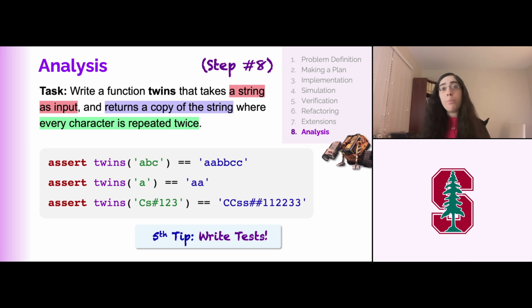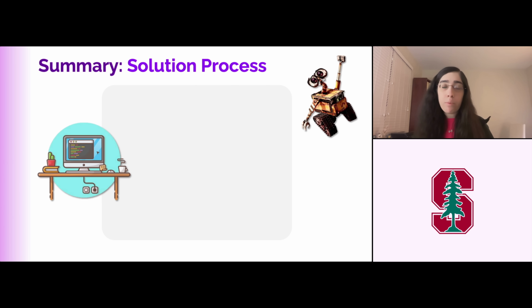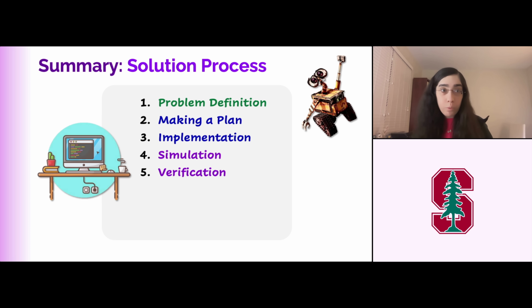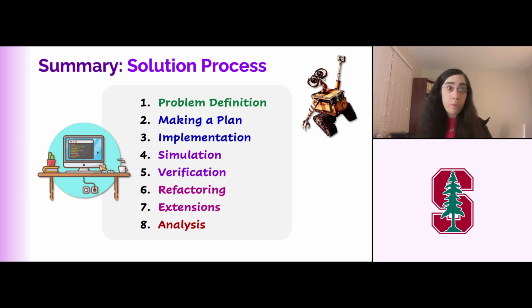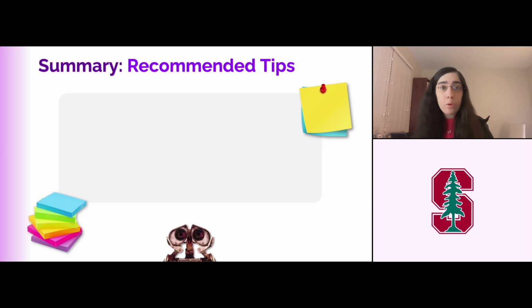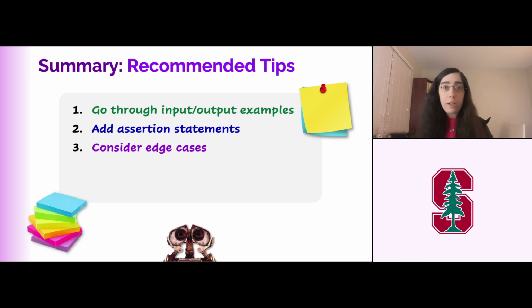In summary, when approaching coding problems, it's good to follow the steps we've seen today. First, clearly define the task, make a conceptual plan, write the implementation, verify it works, refactor and improve it if necessary, and finally, analyze its behavior and performance. While doing so, don't forget our problem-solving tips, including going through input-output examples, adding assertion statements, considering edge cases, adding documentation, and writing tests.